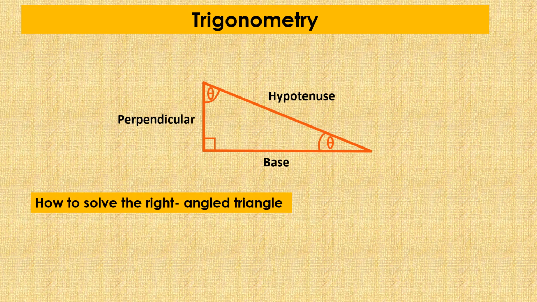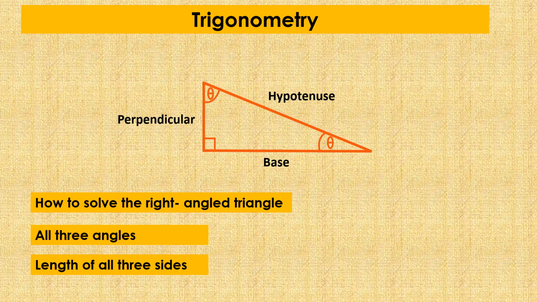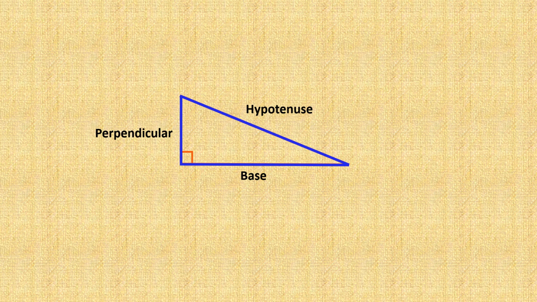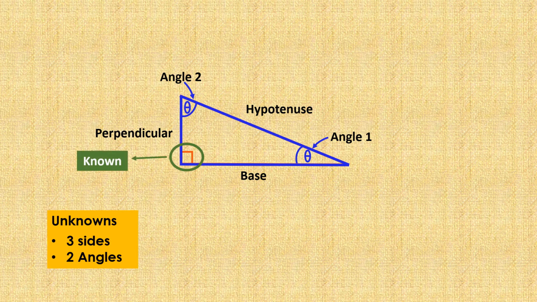So what do we mean when we say we have to solve a right-angled triangle? A right-angled triangle has three sides: perpendicular, base, hypotenuse. It also has three angles. One of the angles is 90 degrees and that angle is known. The other two angles could have different values. The sum of the three angles in a triangle is always going to be 180 degrees. Just remember that this will come in handy.